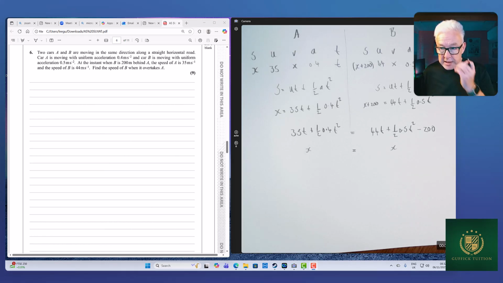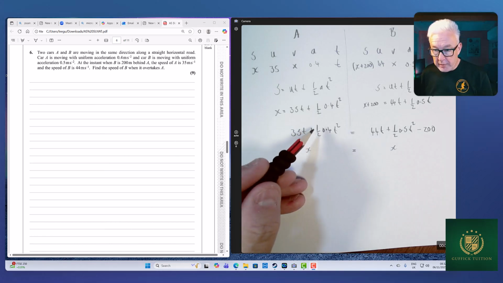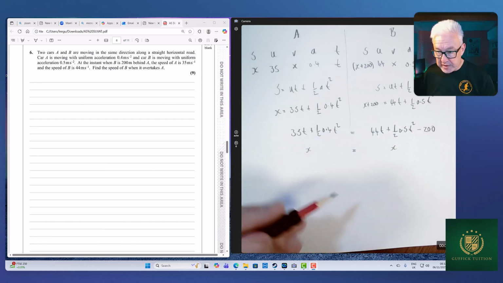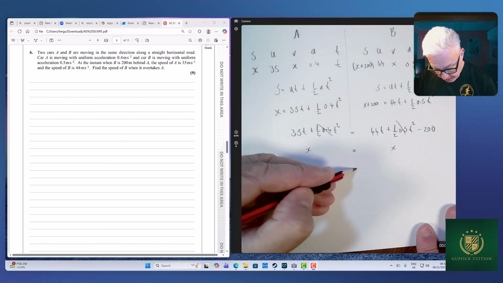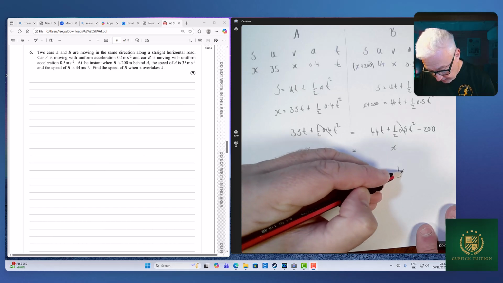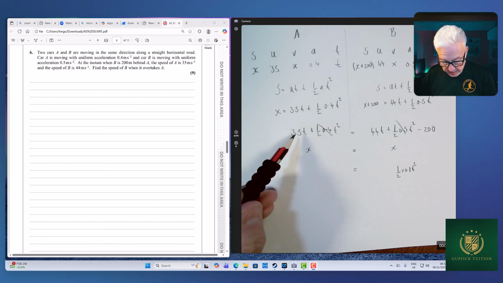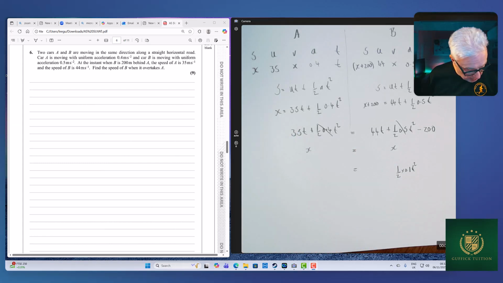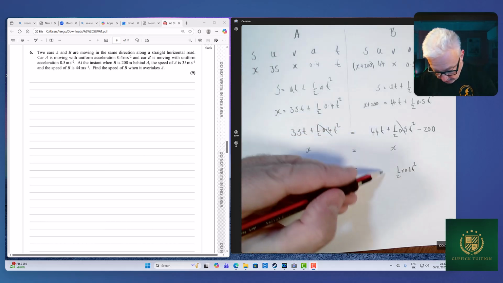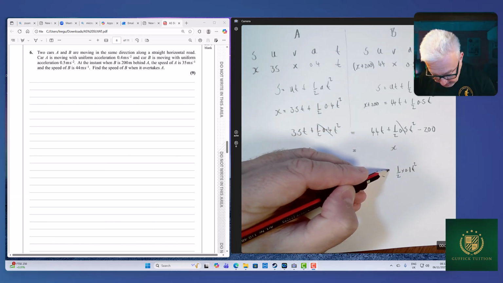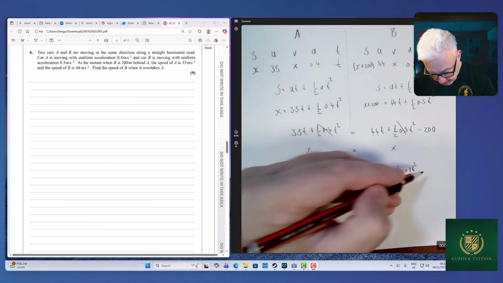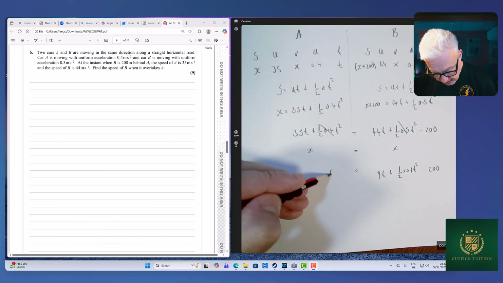It doesn't really matter how we do it. Let's get the t's onto one side. So if we do a half times 0.4 and a half times 0.5, we take that over to that side. That's going to give me a half times 0.1t squared. And then let's take that onto that side as well. So we're going to do 44 minus 35, which is 9t. So that's plus 9t, and then we've got here our minus 200, and that is now equal to 0.